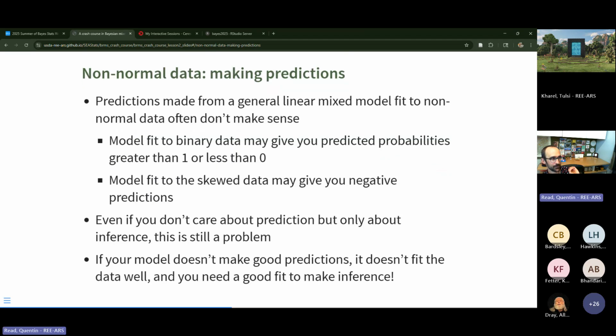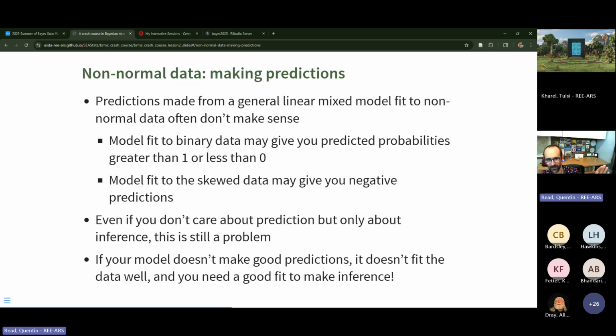Not to mention, the predictions it would make would often not make sense. It would make impossible predictions. Like if you fit a model to a bunch of zeros and ones and try to predict the probability of the outcome, if you assume normally distributed error, you might get a prediction of greater than 1 probability or a negative probability. That is not a sensible prediction. It makes no sense and couldn't be used. If you fit the normal model to skewed data, like a concentration, you might get a prediction of a negative concentration. That also doesn't make sense. You can't have a negative concentration.